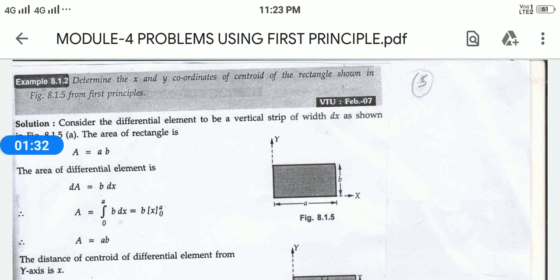Just go through it, study the formulas well, because you have to memorize those formulas. Only when you memorize them can you use them in the sums to get the answers for your centroid as well as your moment of inertia. So we'll start with the problems now. Determine the x and y coordinates of the centroid of the rectangle shown in the figure from first principle.